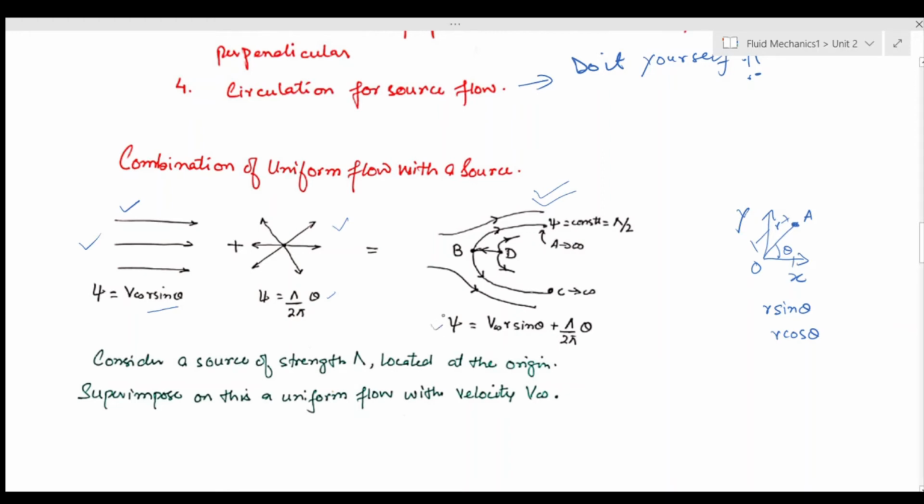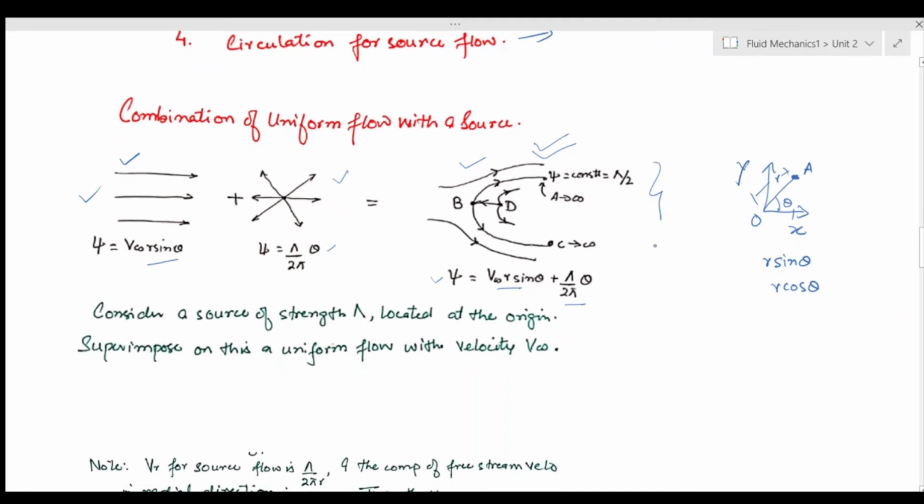Now how I got this psi, we would come to that, but if you see, you would get an idea that I have done nothing, just added the psi of uniform flow with source flow. How I got this shape is something we are going to do now, because I didn't know this shape in advance. We would come to it mathematically and see how we got there.